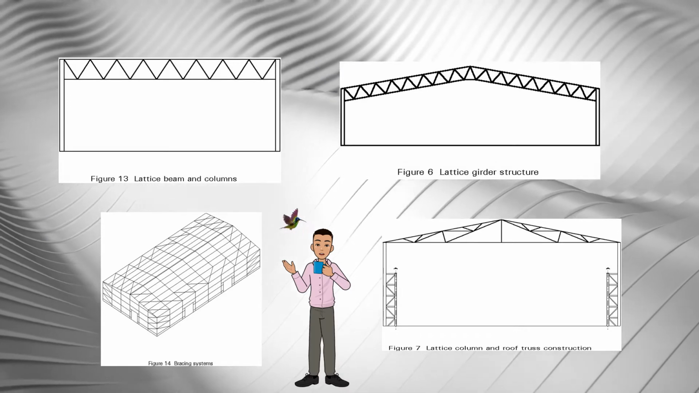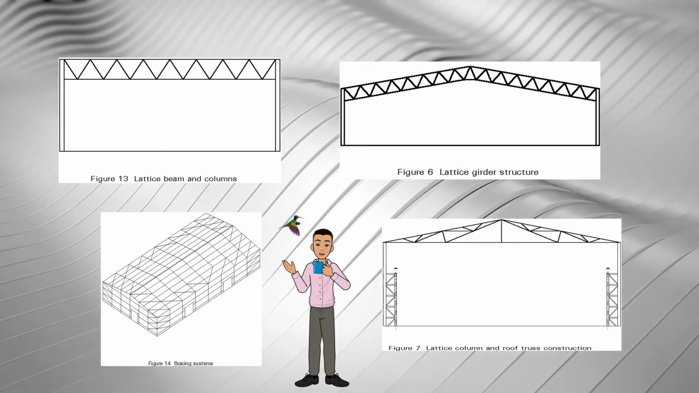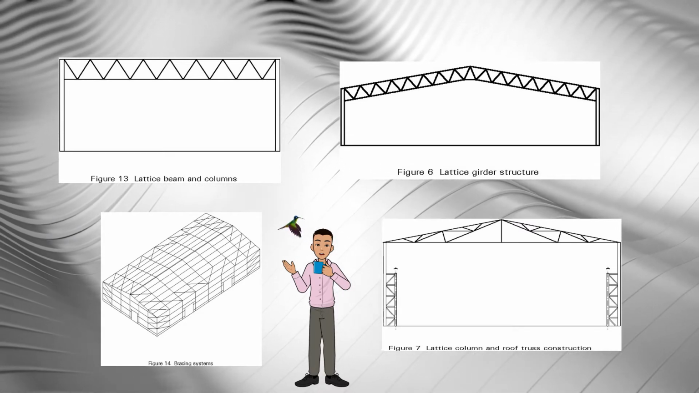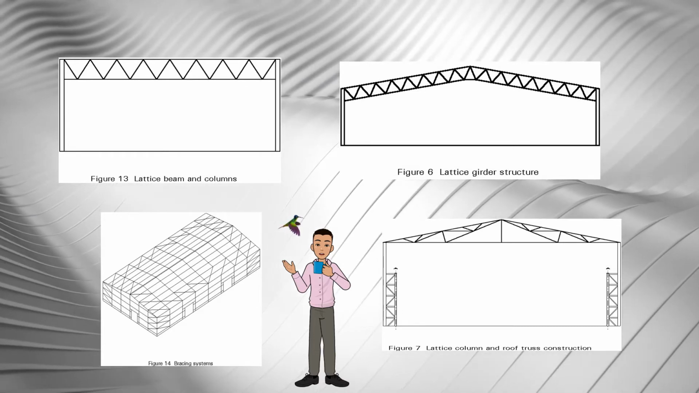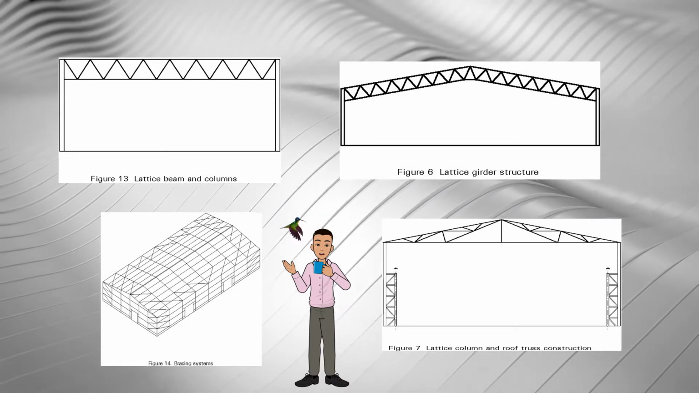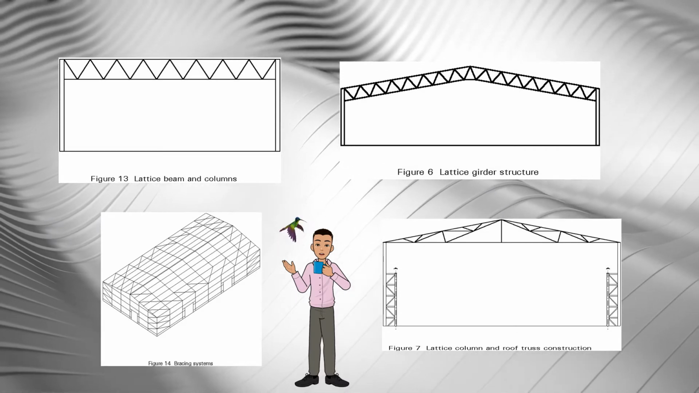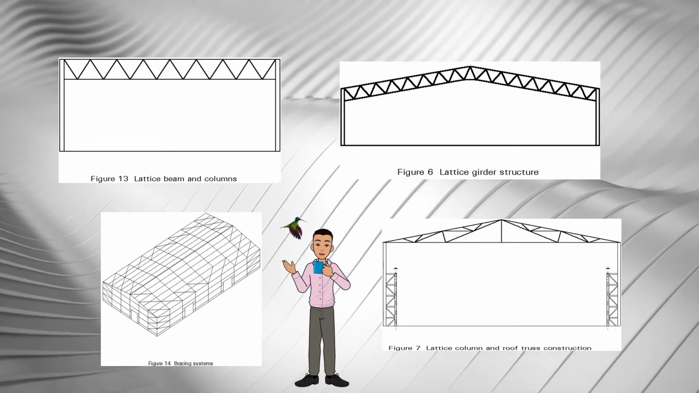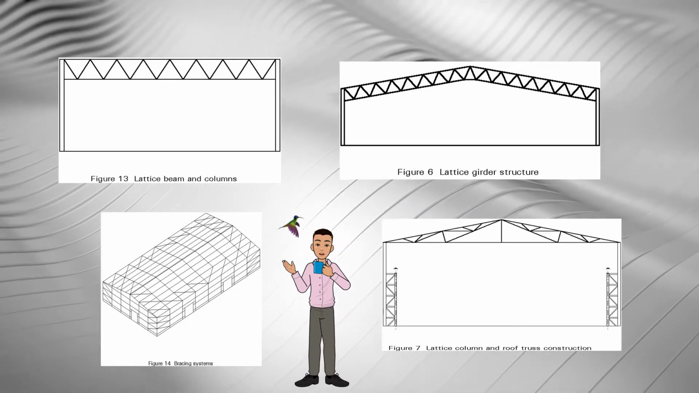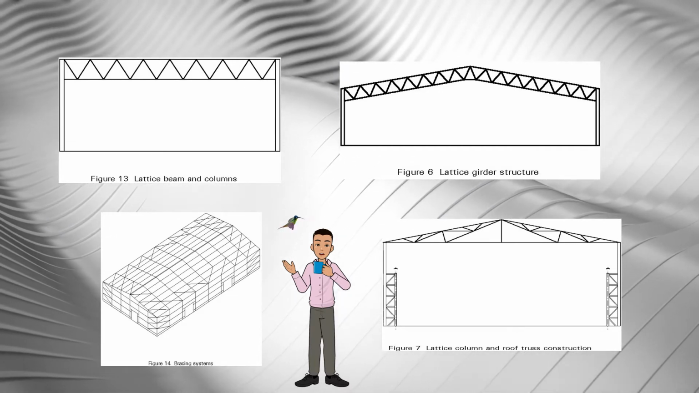For frame with lattice girders, as shown in Figure 6, in-plane stability can be provided by connecting both top and bottom booms to the column. If the building has roof trusses as shown in Figure 7, or if only the top booms of the lattice girders are connected to the column as shown in Figure 13, the frame is effectively pinned at eaves level.